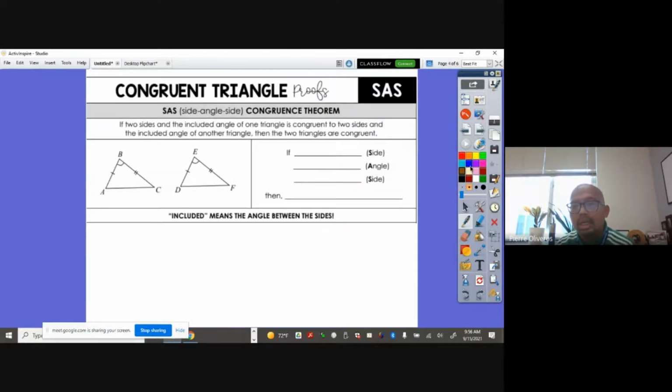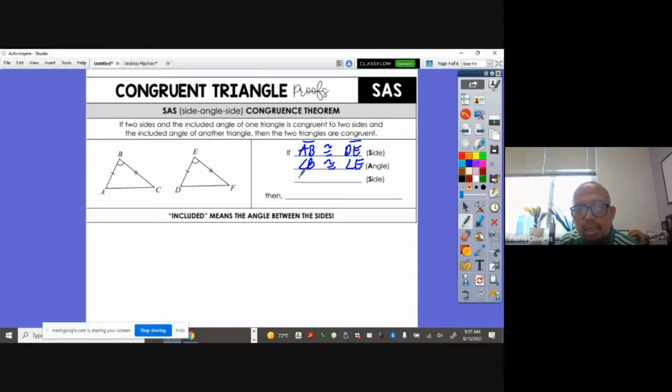Let's go to the next one, side angle side. If two sides and the included angle of one triangle are congruent to two sides and the included angle of another triangle, then the two triangles are congruent. So in this case, I see that AB is congruent to DE. The included angle is angle B, congruent to angle E.